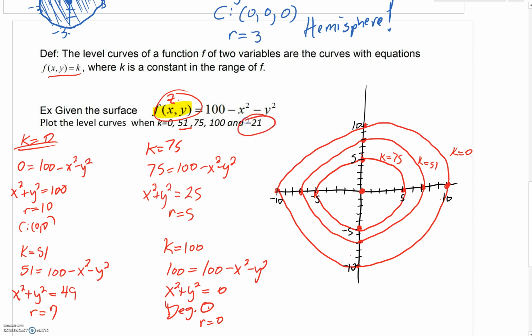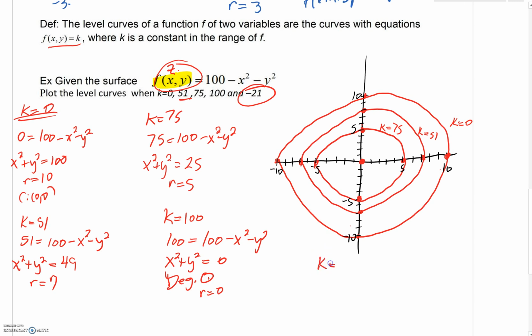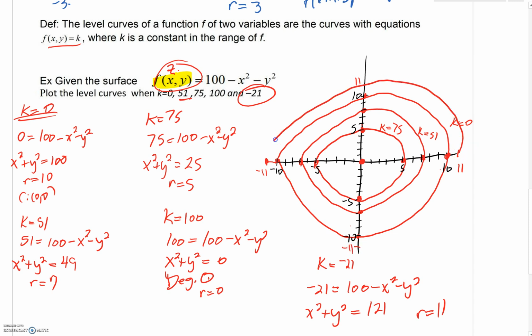look this out. We'll say k equals negative 21. We can do that off to the side also. Negative 21 for our z. Here we get 100 minus x squared minus y squared. Add our x squared plus y squared. Add a 21. Well, you've got a circle, but this time you're going to go out to a radius of 11. So we can go just one additional step. And you can see what's happening. So, this would be when k equaled negative 21.